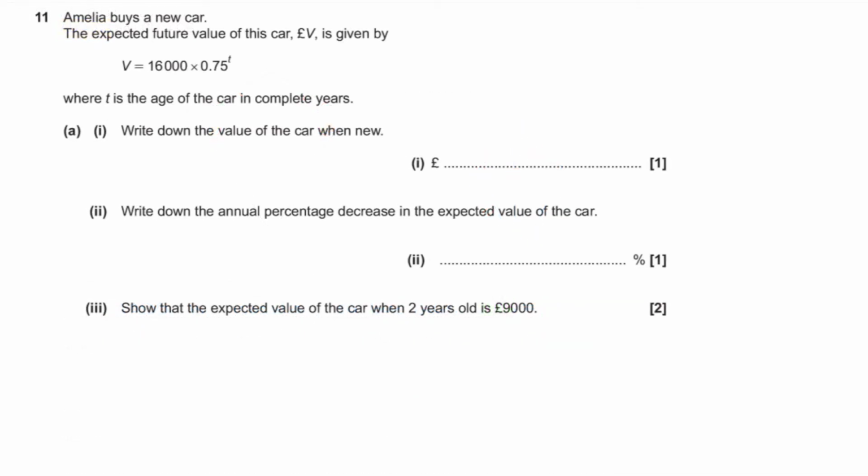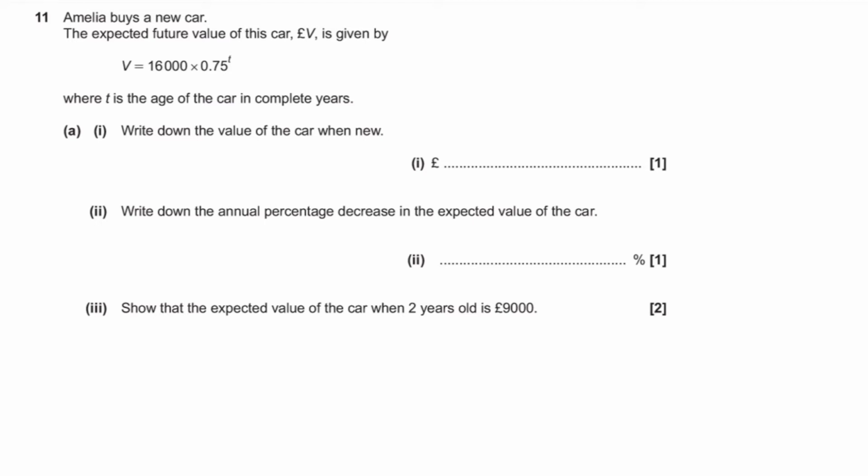Question 11. Amelia buys a new car. The expected future value of this car in V pounds is given by V equals 16,000 times 0.75 raised to the power t, where t is the age of the car in complete years. So part A says, write down the value of the car when new.